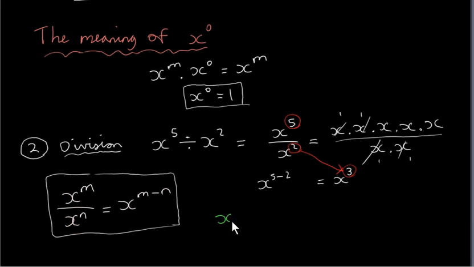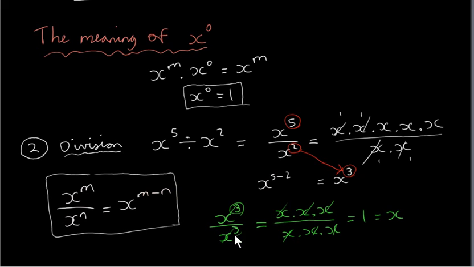Let's consider this problem. X to the power of 3 divided by x to the power of 3. Well, we know that that's just x times x times x divided by x times x times x. We can cancel all of these out, so we get 1 over 1, which is 1. Or we can just do the division here. X cubed divided by itself is 1. But we can also use our rule. X to the power of 3 divided by x to the power of 3 is x to the power of this number minus this number. 3 minus 3. But 3 minus 3 is 0. So again, we can show that x to the power of 0 must equal 1 by considering this division rule.